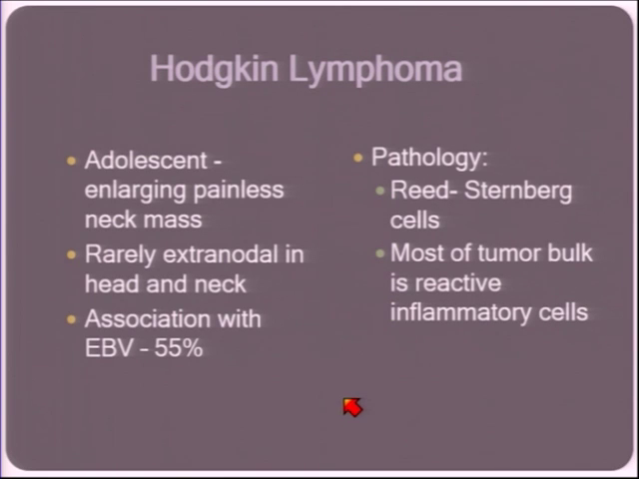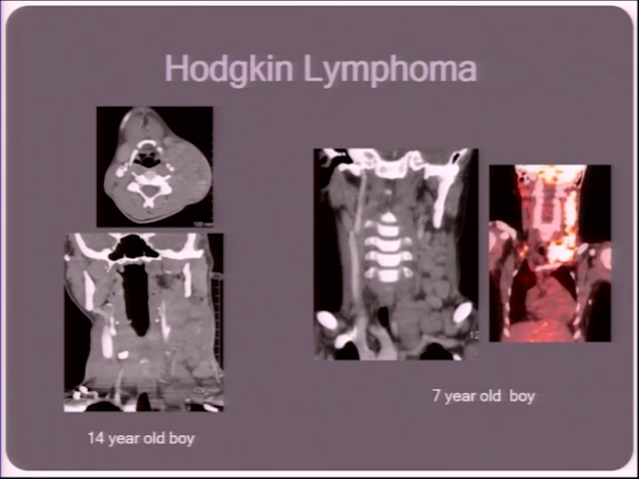Hodgkin lymphoma is less common than non-Hodgkin lymphoma, and in pediatrics, we tend to see it in adolescents. It's rarely extranodal as opposed to the non-Hodgkin lymphoma, and it also has an association with previous EBV exposure. At pathology, there's this binucleated Reed-Sternberg cell, but most of the tumor bulk is reactive inflammatory cells. The most common clinical presentation for Hodgkin lymphoma in an adolescent is an enlarging unilateral neck mass.